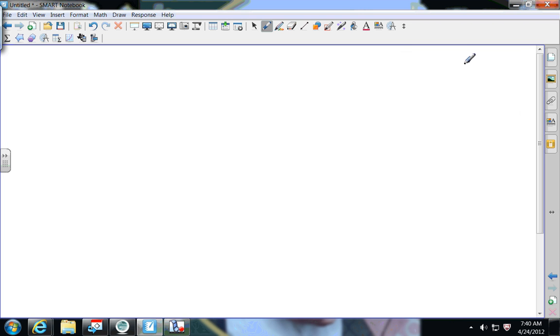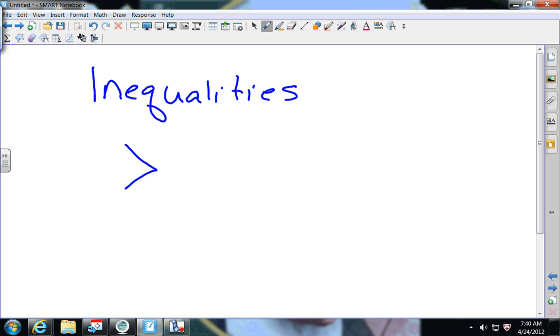Okay, reviewing and talking about inequalities. First off, inequalities, we need to remember that they are symbols like this. This symbol right here, opening up, reading from left to right, pointing to your right. What symbol is that? It is greater than. This one right here, less than.